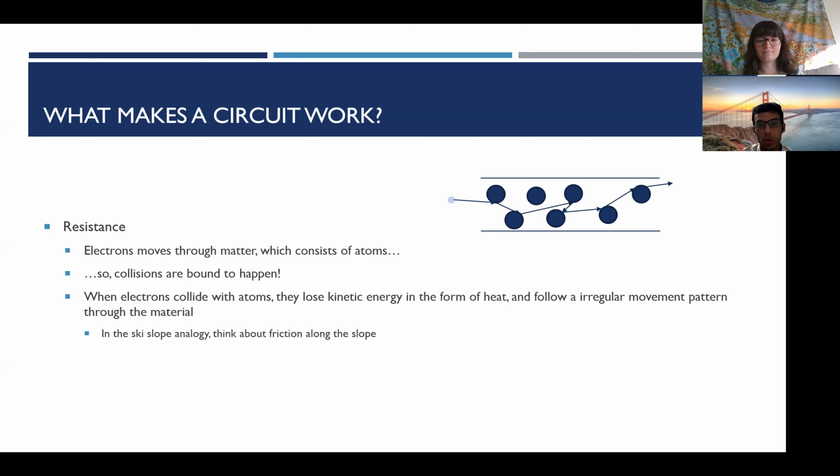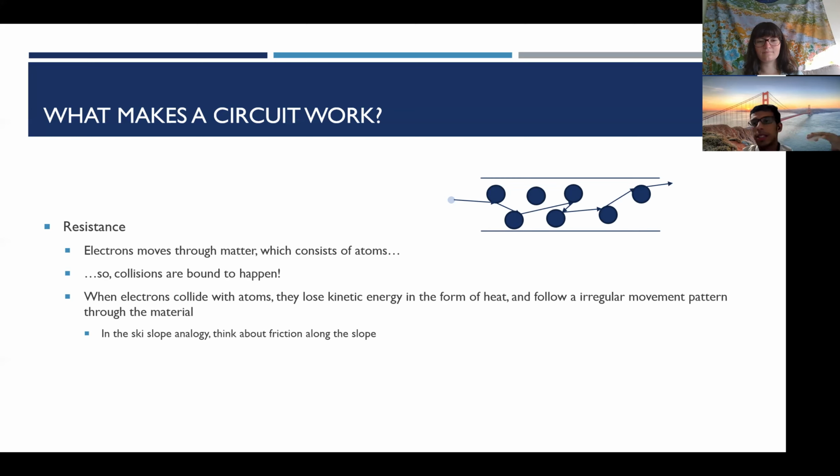The dark blue circles over here can be thought of as atoms. This much smaller circle hopefully is visible on your screen, and the lighter blue is an electron. So when a voltage is applied, it's going to travel through here. It's going to bump into these atoms and have a very crooked path through the material. Just like there would be friction on the ski slope, which is going to cause you to stop at the bottom of the slope, you're going to have something that's going to be limiting the speed of your electrons traveling through any kind of material.